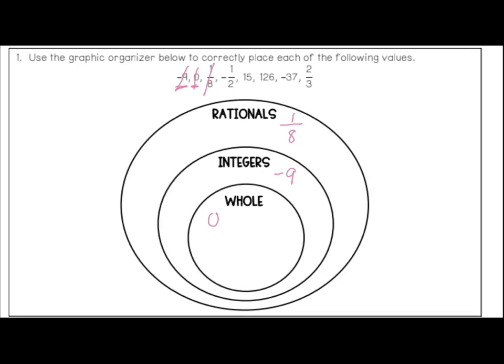Negative 1/2 cannot be simplified into any other type of fraction, and it's negative, so that means it also has to be a rational number. 15, well, that's going to be a whole number. 126, it's another whole number. Negative 37, it's negative with no fraction or decimal, so that means it has to be an integer. 2/3, well, that's a fraction. It cannot be simplified into a whole number or an integer, so that means it's rational.